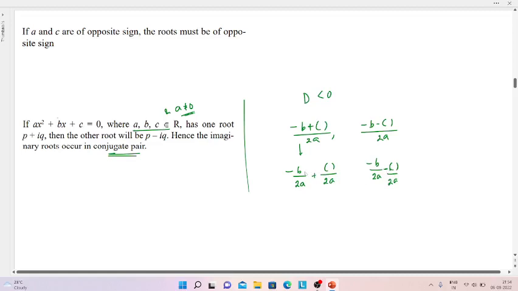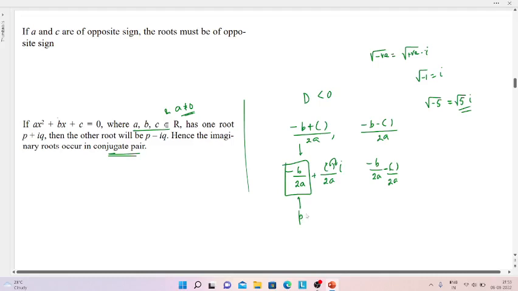So here you can see that this can be written as p, and it has an iota part in the imaginary part, because root under a negative number becomes root under the positive number times iota, since root under minus 1 is nothing but iota. Let me take an example. What is root under minus 5? We can write this as root 5 times iota.